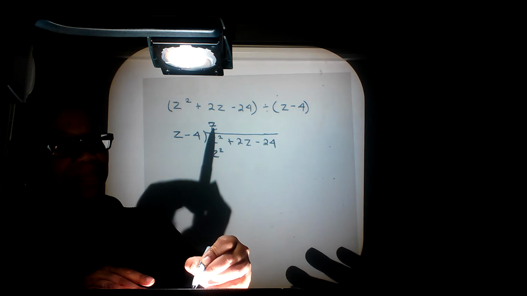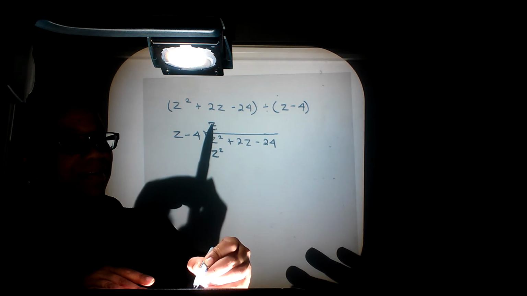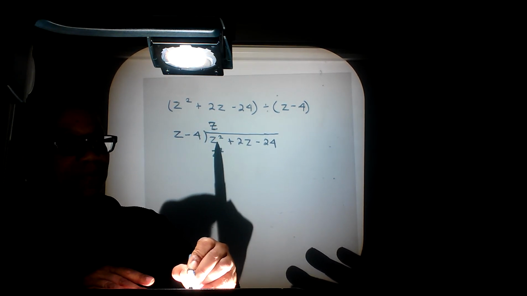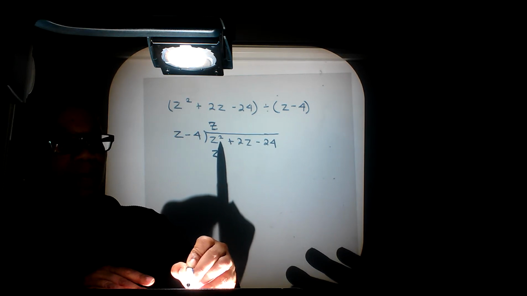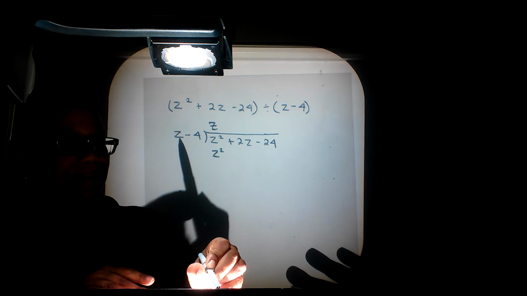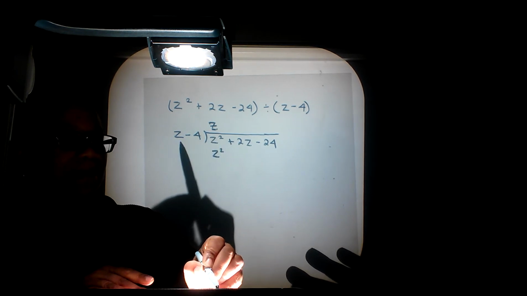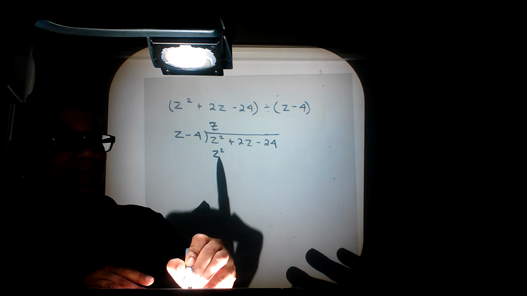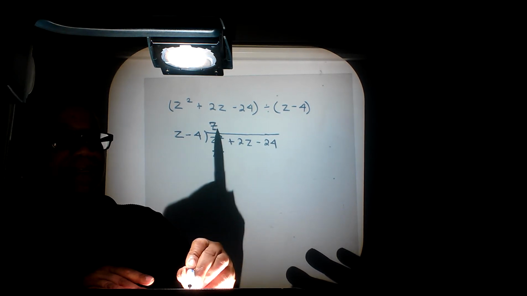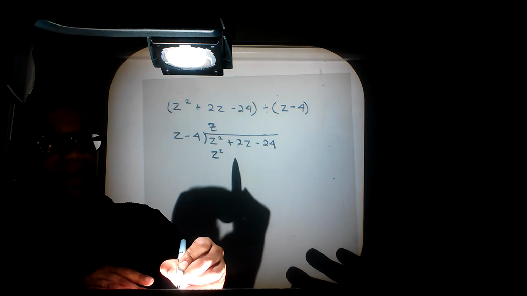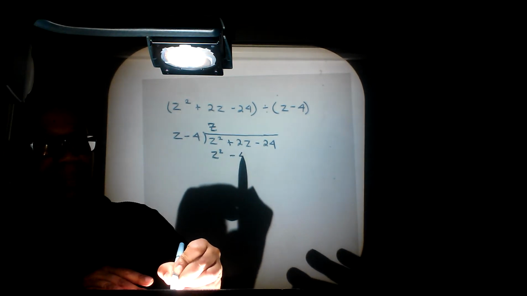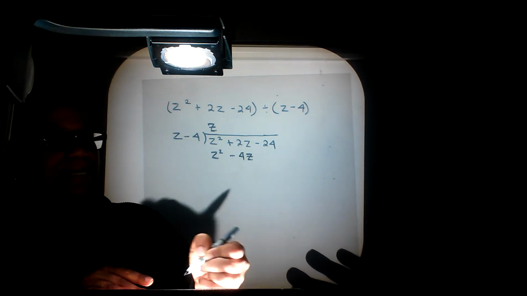Makeup. Okay, you know how I got this z right here? I looked at this z squared, okay? And I said, what times what gives me this z squared using this z? Okay, right, z. And then I said, whatever I put on top here, I must multiply it with everything on the outside here. So z times z gives me z squared. Z times negative 4 gives me what? Negative 4z.